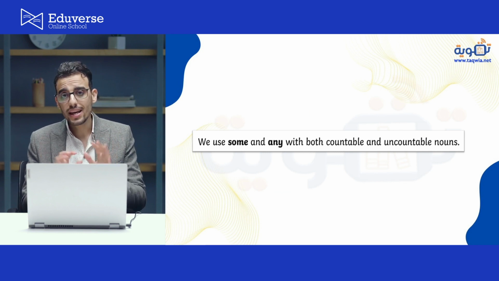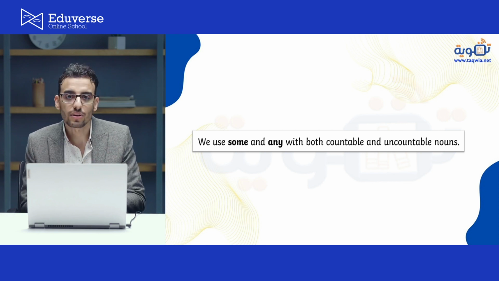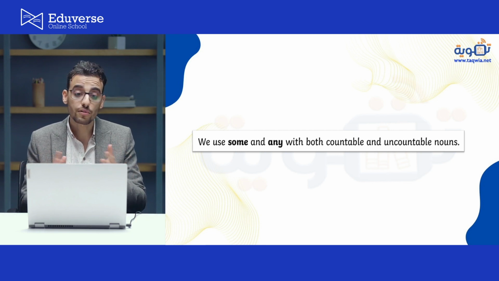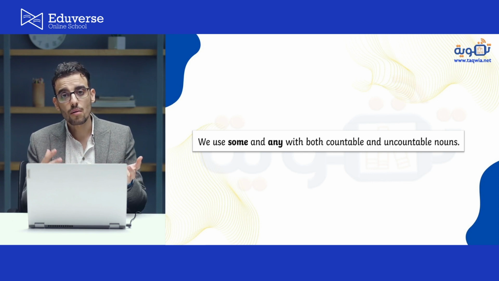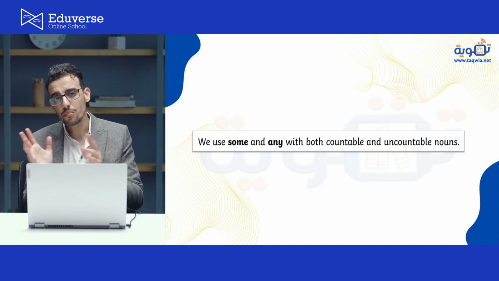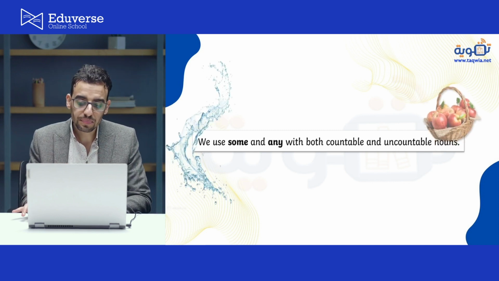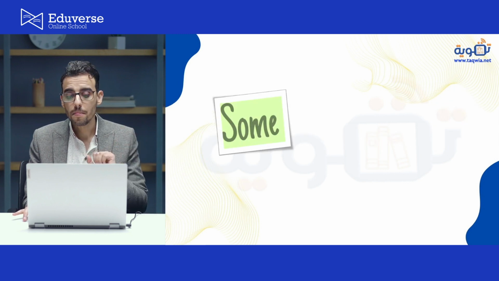You can use any and some to describe countable nouns and also uncountable nouns. Like you can use them for both, no problem. All right, so you can say some water, I cannot count it. And also I can say some apples, I can count it. So I used some for both. All right. Let's start with some.